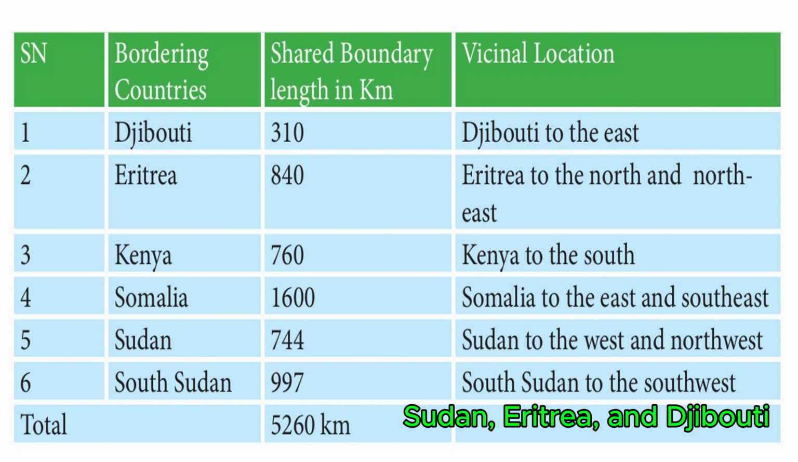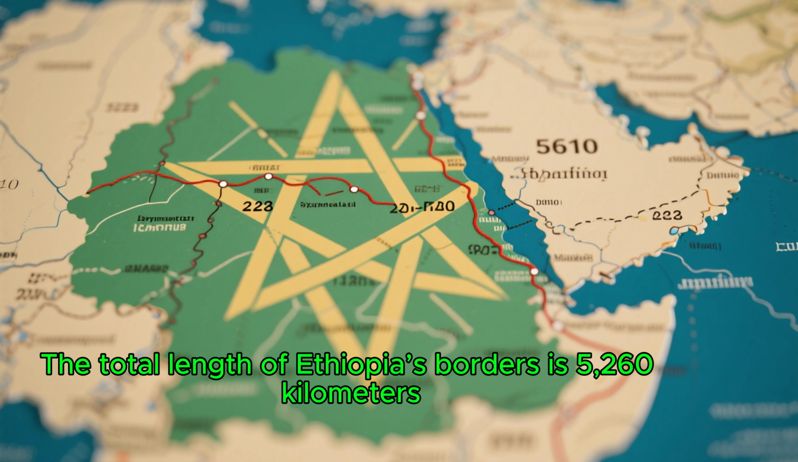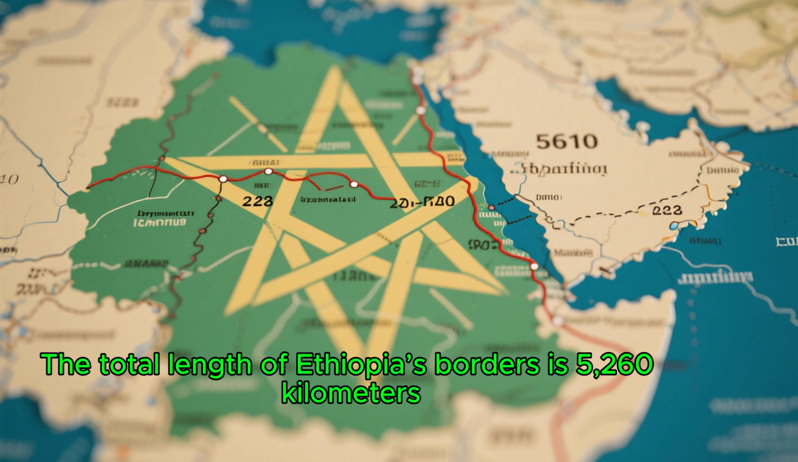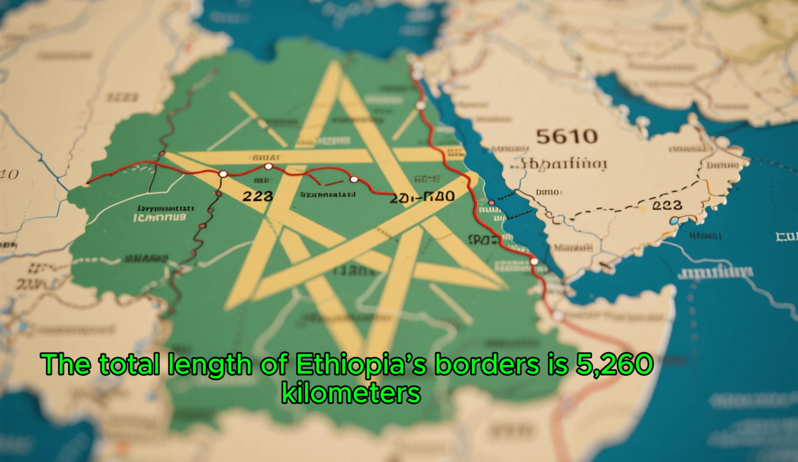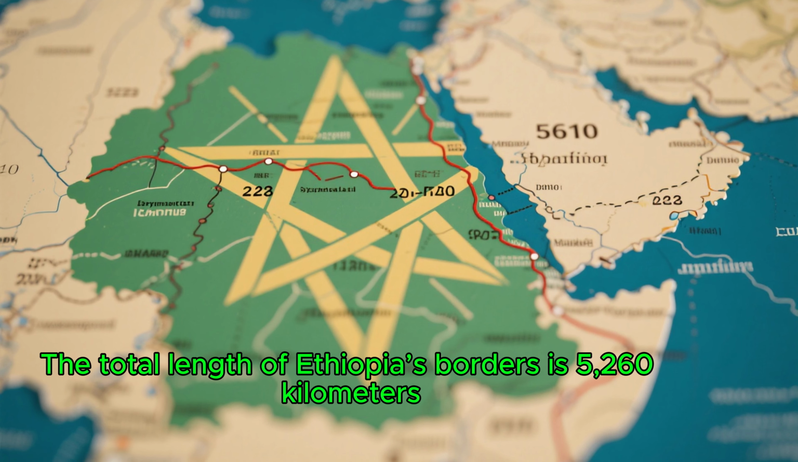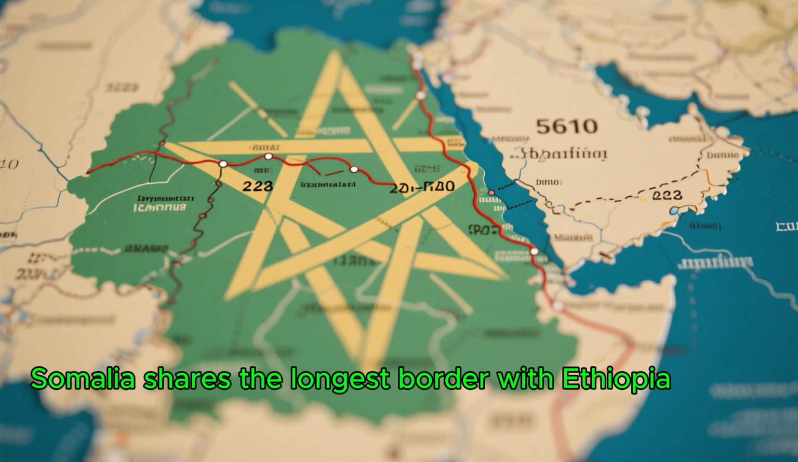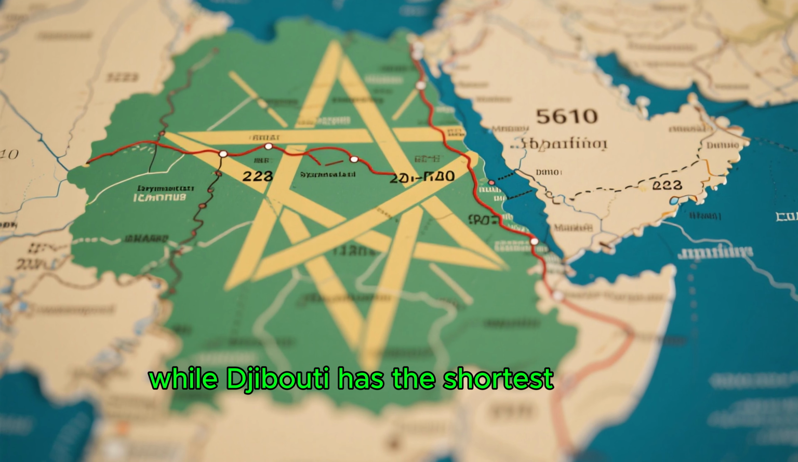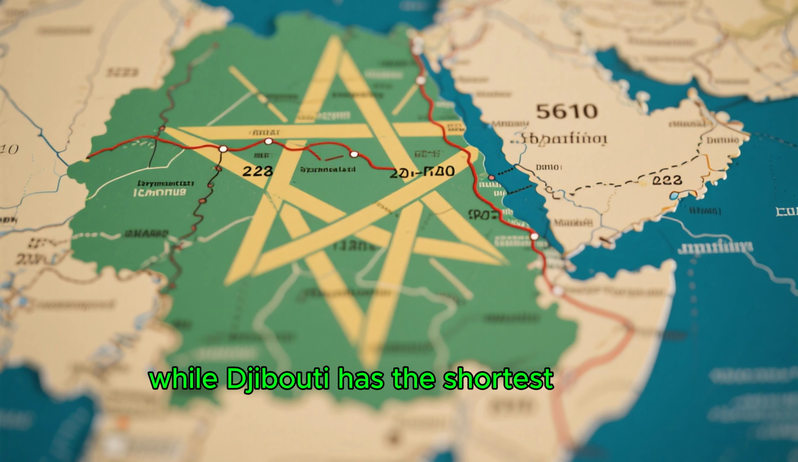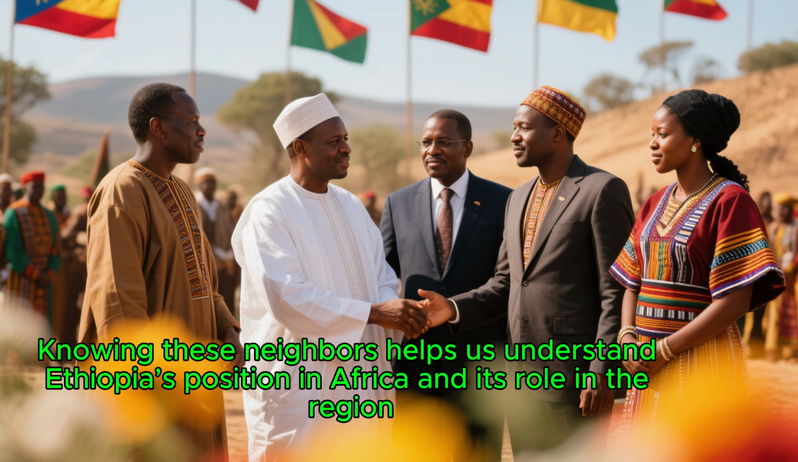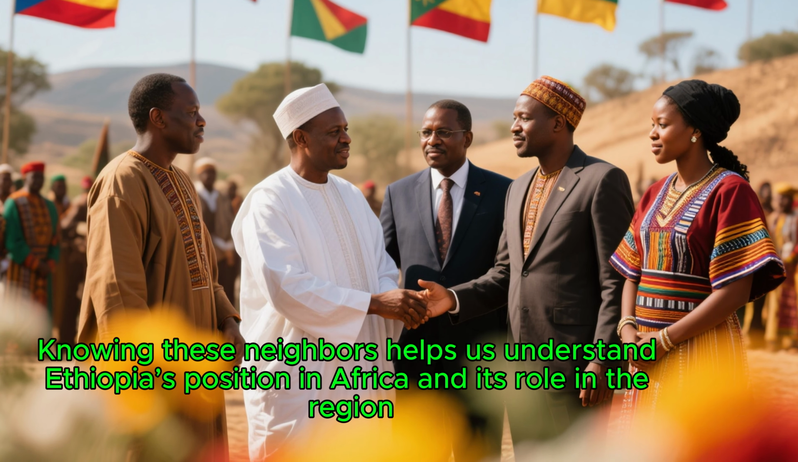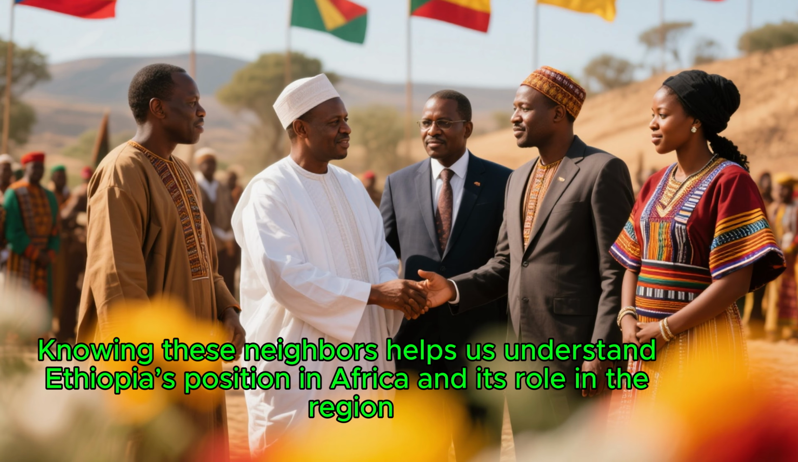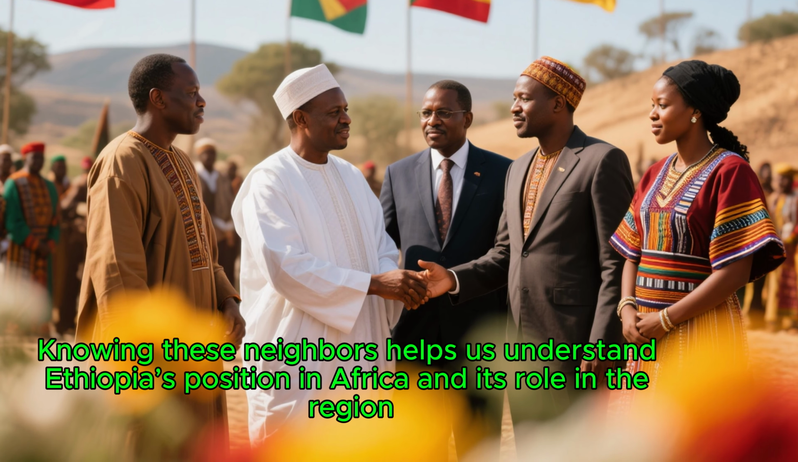Eritrea, and Djibouti. The total length of Ethiopia's borders is 5,260 kilometers. Somalia shares the longest border with Ethiopia, while Djibouti has the shortest. Knowing these neighbors helps us understand Ethiopia's position in Africa and its role in the region.